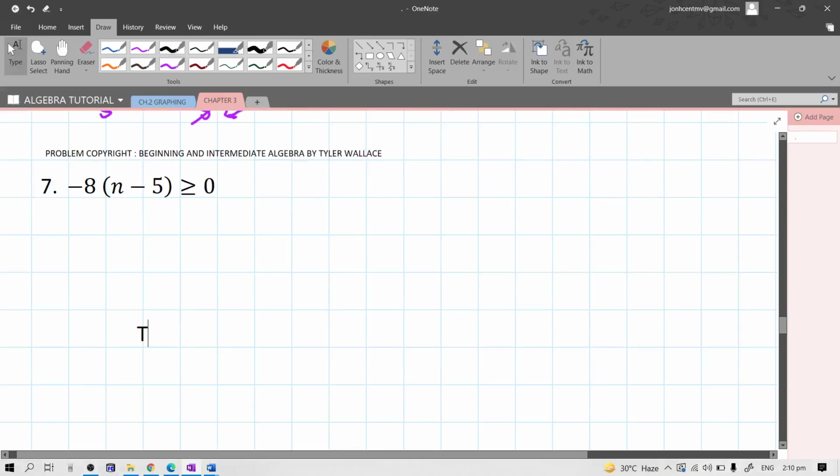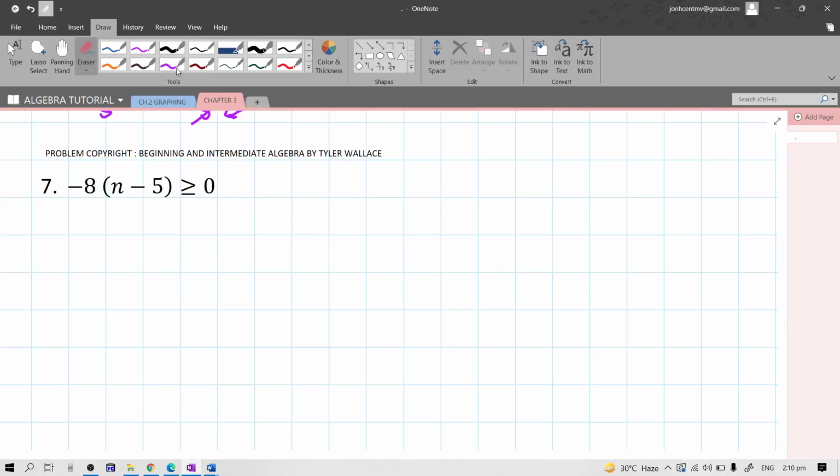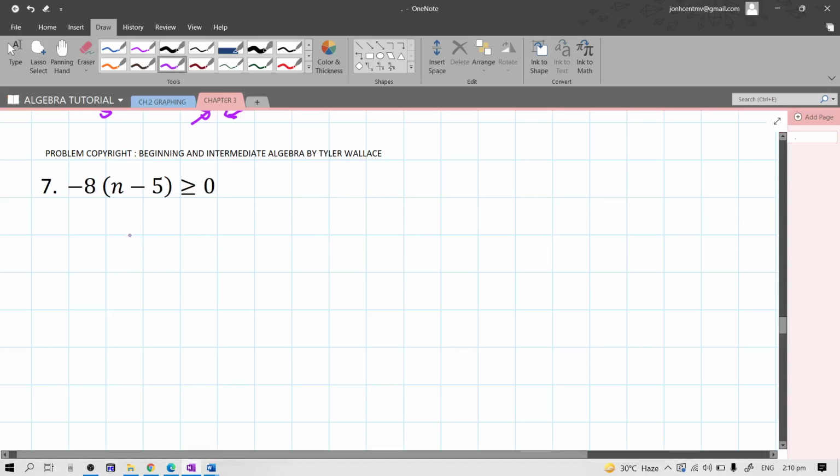Okay? Okay, so for our 7th example, we have negative 8, quantity n minus 5 is greater than or equal to 0. So, don't be confused if you have 0, okay, in the equation. So, we have negative 8 times n minus 5 greater than or equal to 0. So we will use distributive property. Okay? So that is negative 8n plus 40. Okay? Greater than or equal to 0.